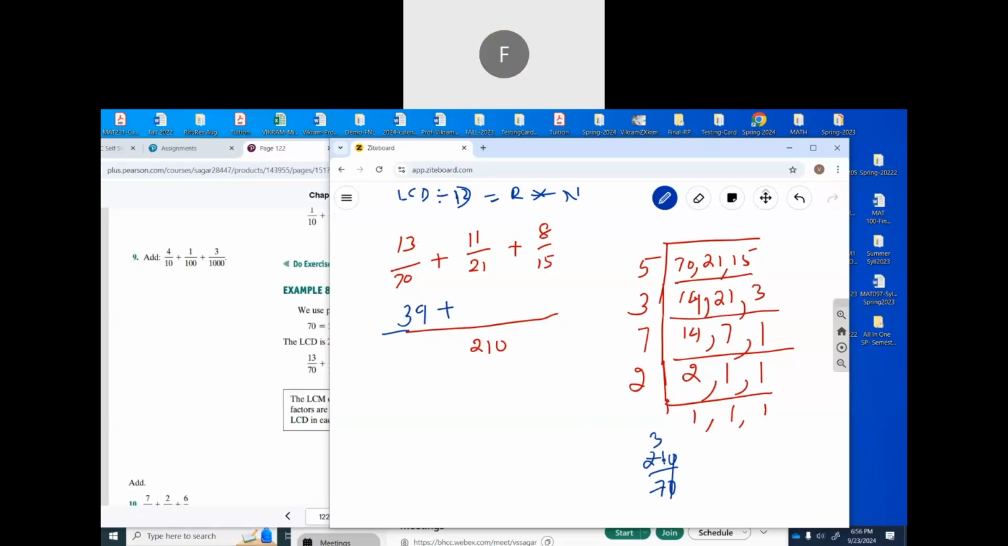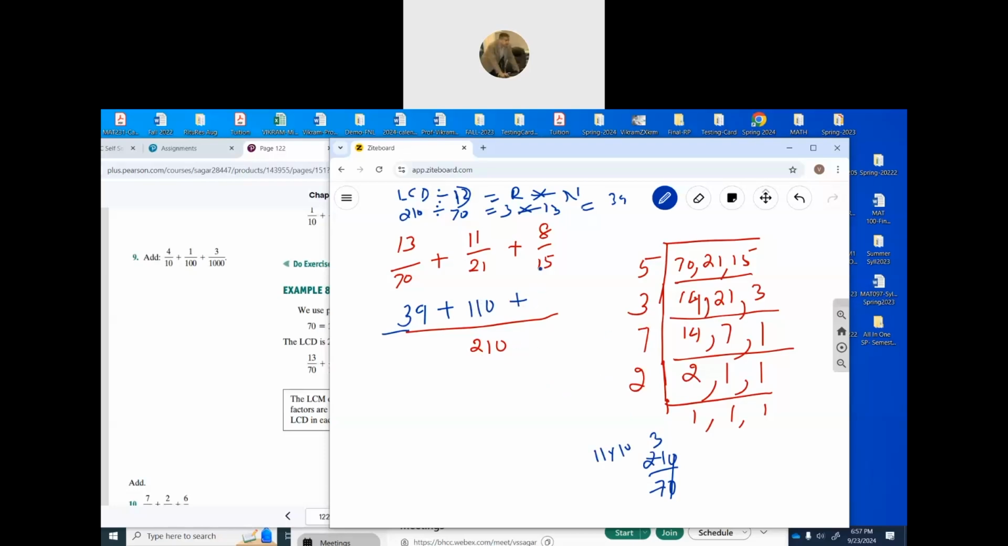I don't have a calculator, okay. I should have. Okay, so we are using this formula. We are saying 210 divided by 70 is 3 times my numerator, 13, right? So 13 times 3 is 39, right? So 39 is here. Next number, if this is a minus, write down minus here, okay? So next number, please. 210 divided by 21, which is 10. 10 times 11, which is 110. Okay, 110 here.